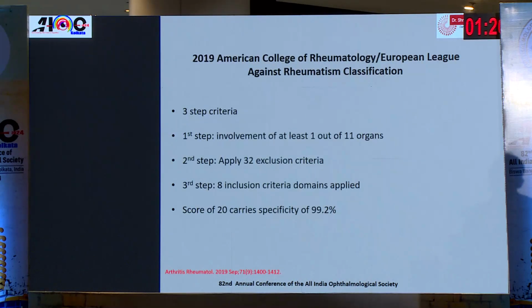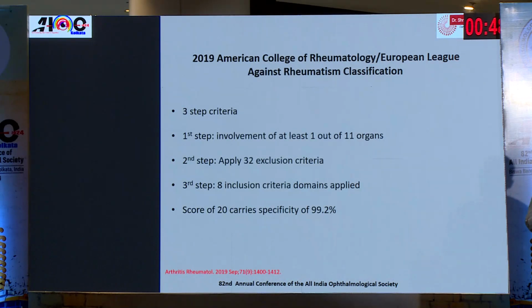There is another study by the American College of Rheumatology that came out in 2009, and they gave a three-step criteria for diagnosing IgG4. In the first step, there should be involvement of at least 1 out of 11 described organs. Then the second step is very cumbersome. You have to look at 32 exclusion criteria that involve clinical, serological, pathological criteria. And then after exclusion of these 32 criteria, there's a third step in which you have to look at 8 different domains. Again, they have imaging, clinical, microbiological, pathological, a lot of criteria.